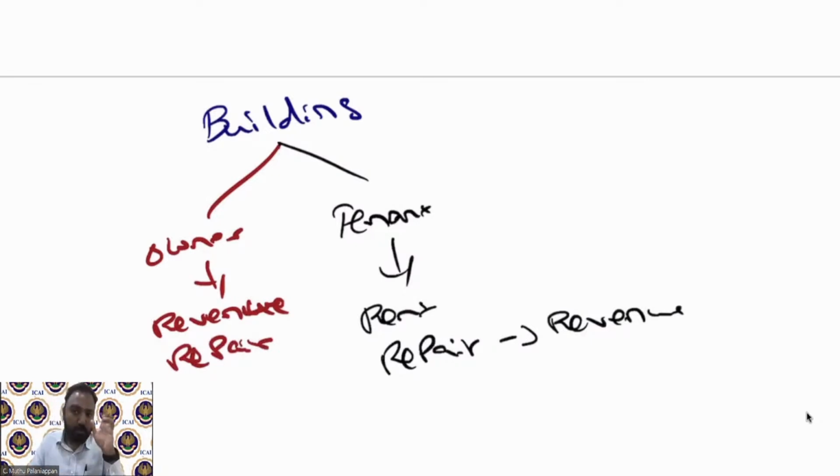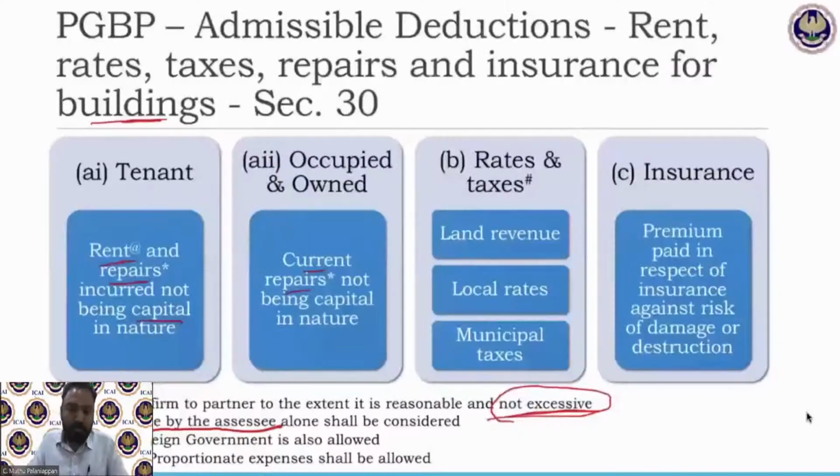So a building could either be owned or you could be a tenant. If you're a tenant, you're additionally eligible for rental. If it's your owned house, you can't pay rental to yourself. So in that case, only the revenue repair is allowed. When you are an individual doing a proprietary business, you cannot pay rental to your own self. So that's why rentals are not allowed for occupied and owned property.